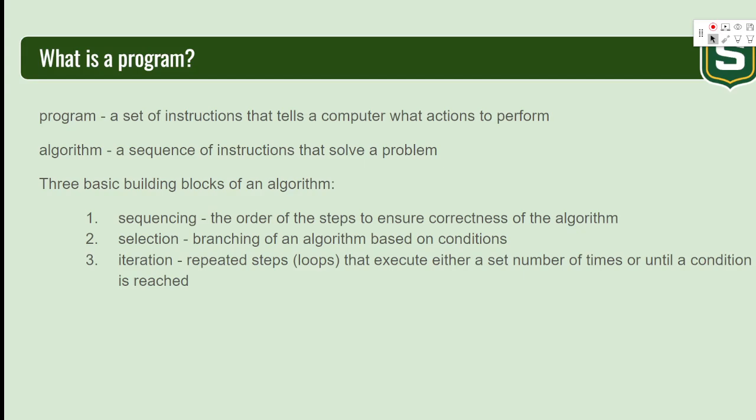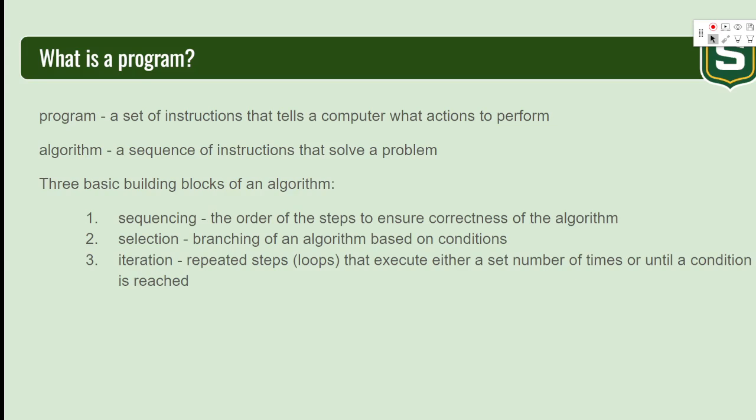So the algorithm. An algorithm is basically how you go about solving a problem. It's the sequence of instructions that actually solves a problem you're looking to solve. The three basic building blocks of an algorithm are sequencing, which is the order of steps to ensure correctness, to make sure you're doing what you should. Selection, so these are going to be like if-else statements. So like if this condition is met, do this. Otherwise, do this other thing. So it's basically how we control flow of our program based on conditions.